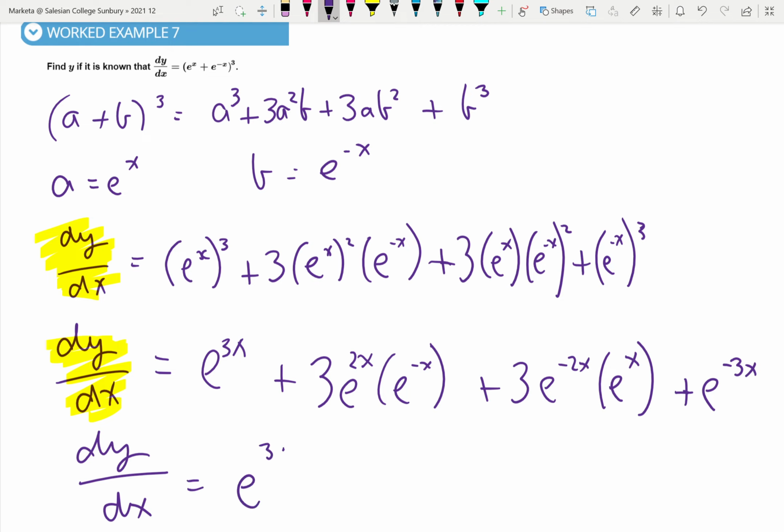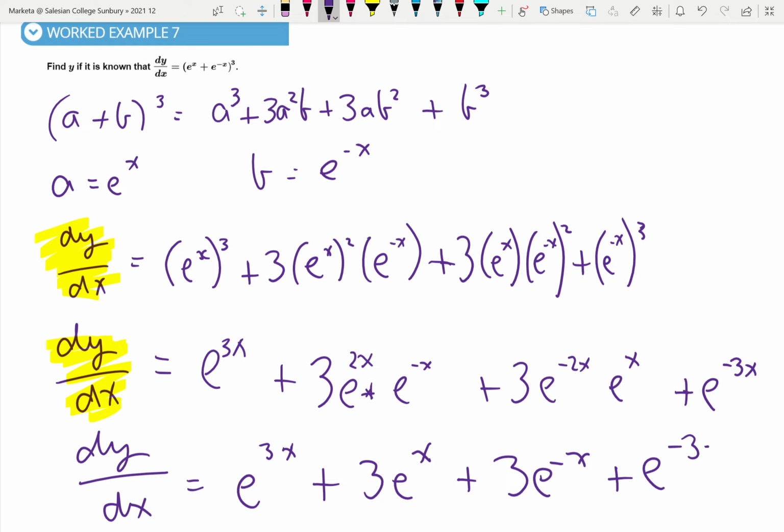E to the 3x. And remember, when we multiply indices, we add the indices. So we've got 2x plus negative x. So that's to the power of x. And then now we've got plus 3, negative 2 plus 1, again is negative 1. And then plus e to the negative 3x.